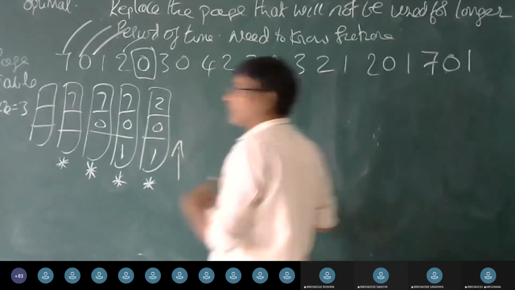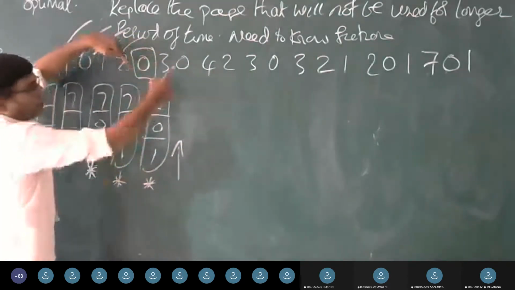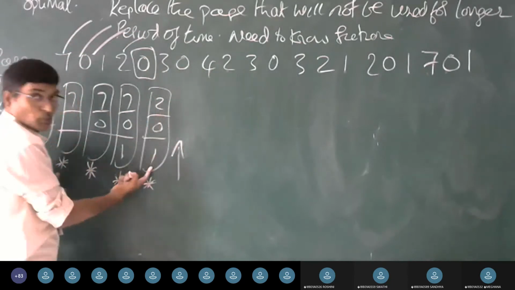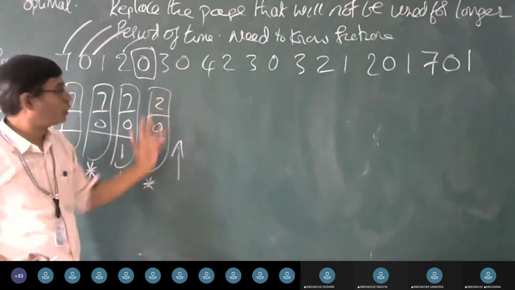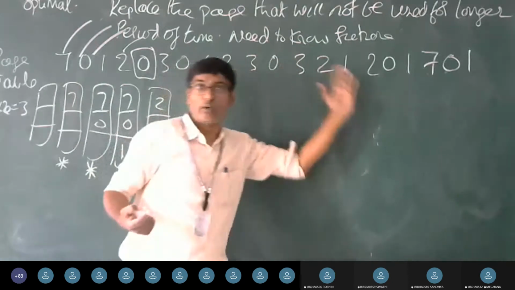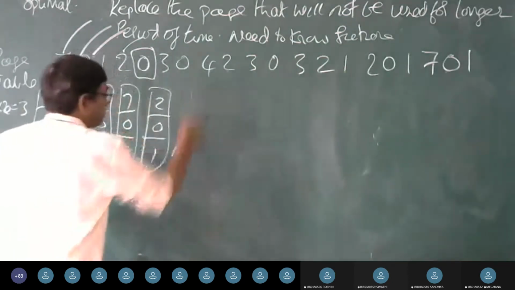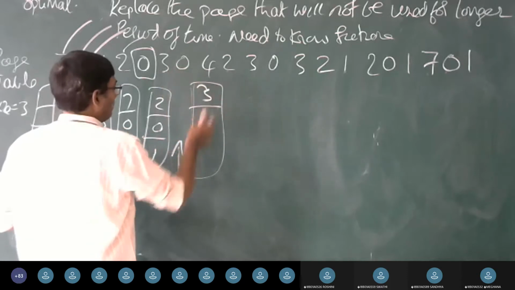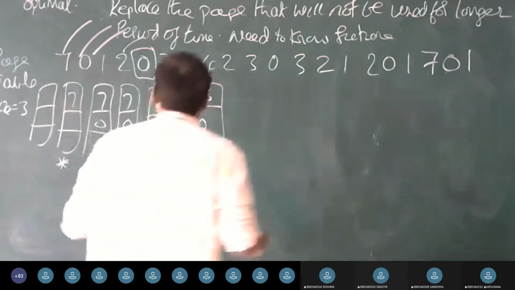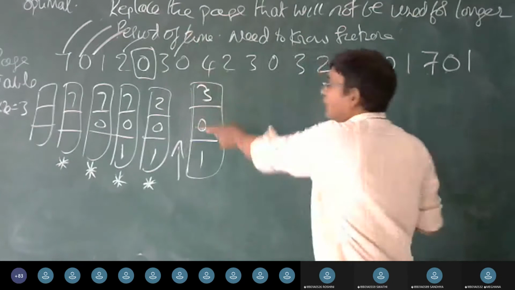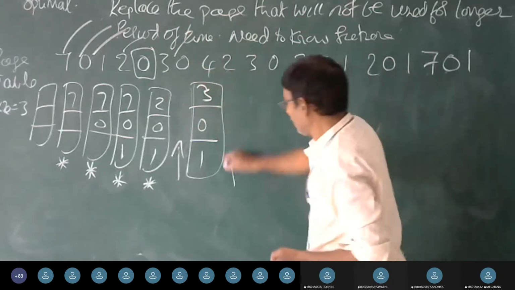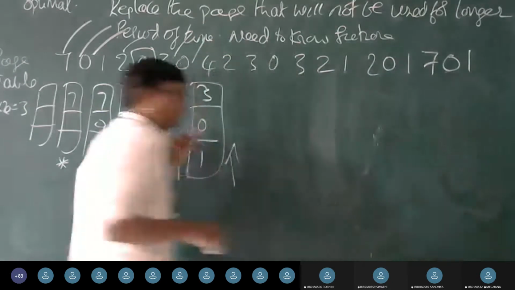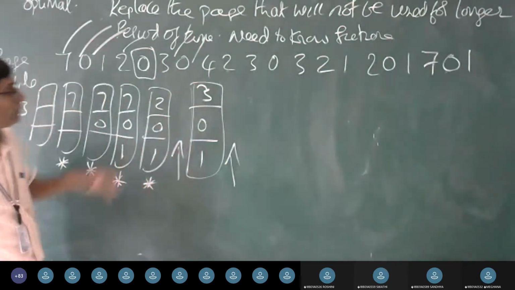3, okay, I have to replace it. Can I replace 2? It is a requirement. Can I replace 0? It is an immediate requirement. Can I replace 1? Yes, you can, because after 2 and 0, only then 1 is required. So in this case, I am going to replace 1, leaving 3, 0 and 2. Next, 0 is going to be searched. 0 is available, so there is no page fault. There is going to be a hit operation.